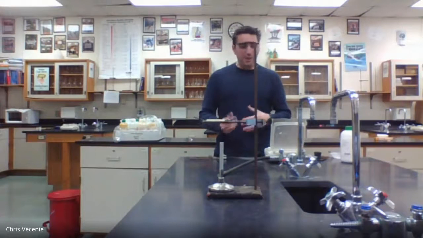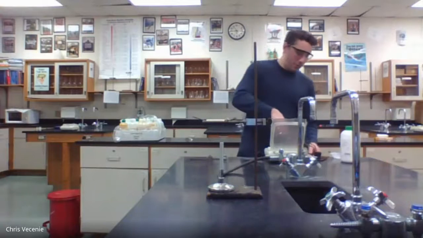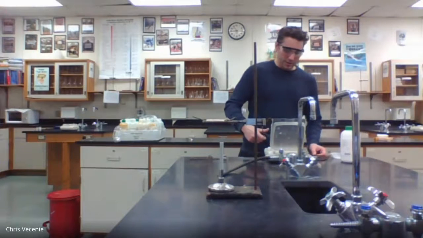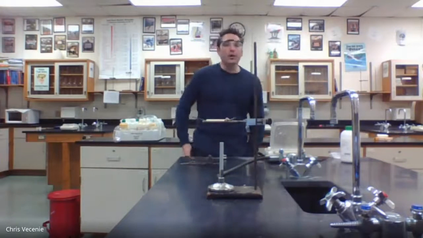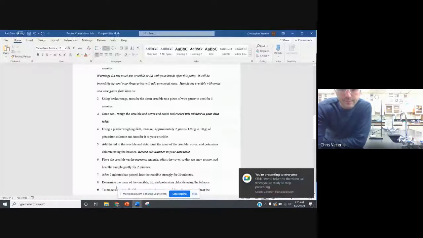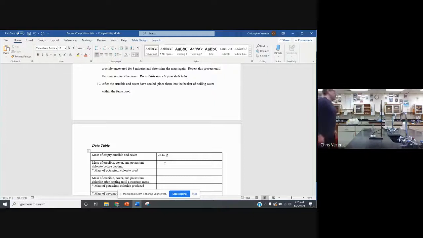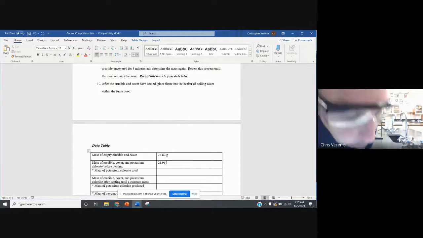I have to zero the balance out again because now the dish isn't on there, so I have to reset my balance. And now I'm going to move my crucible with its lid onto this. And we're going to get our second number for the table. All right, so now if we go back to our table, we are now filling in this box, the mass of the crucible, the cover, and the potassium chlorate before I have heated it. That number is 26.96. All right, so 26.96 grams.